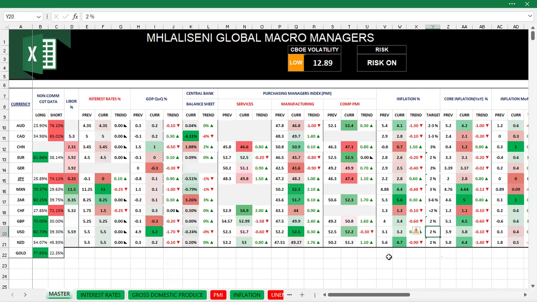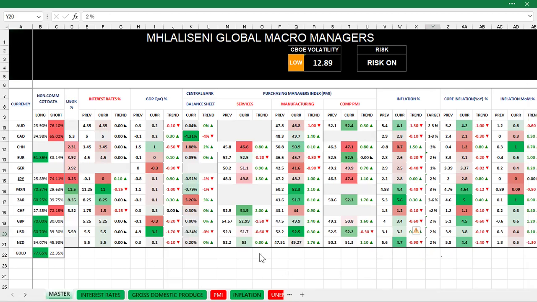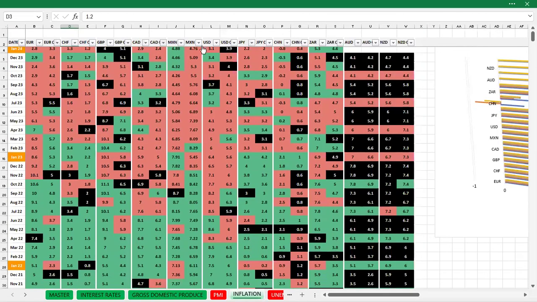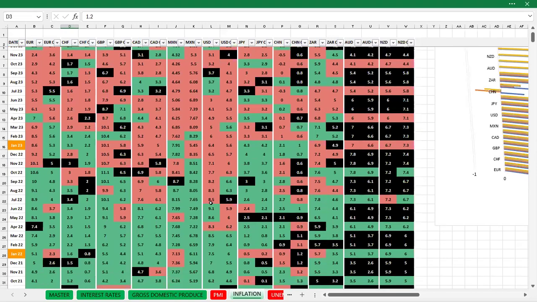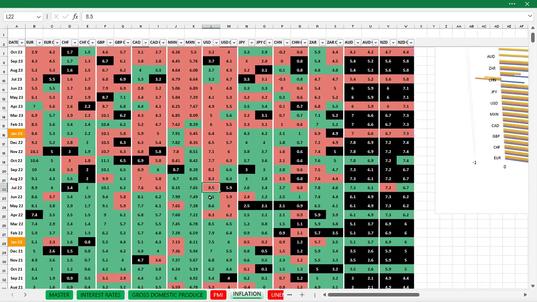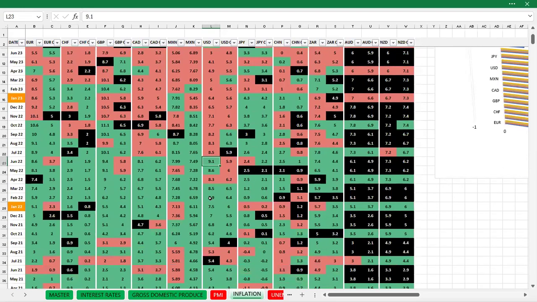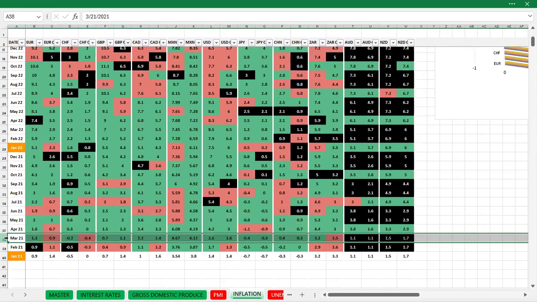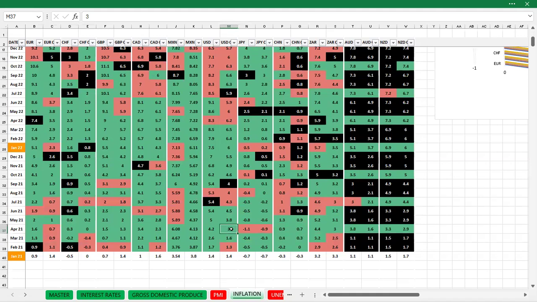So, 2% target for the United States dollar. Let's go to the inflation tab here real quick. Let us see United States inflation. It peaked at around, okay, when did it actually go above the 2% target, right? So in March 2021, as you can see here, this is the United States column. In March 2021, that is when headline inflation jumped to 2.6%. But in April 2021, that is when core inflation actually jumped to 3%, right?